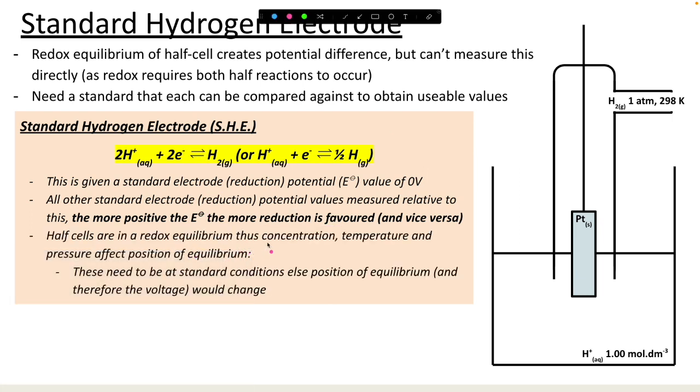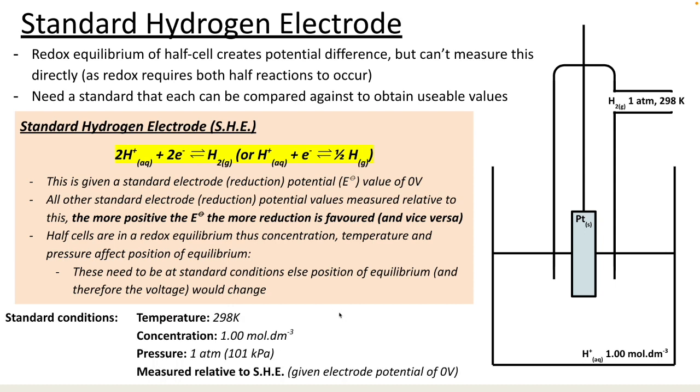Half cells are in redox equilibrium. So we know that there are certain factors that affect equilibrium: concentration, temperature, and pressure. So if we're going to be changing these variables, we're going to be changing the position of equilibrium. So these need to be constant to make sure that all our comparisons are fair, because changing the position of equilibrium is going to change the reduction potential value. So these need to be standard, else the voltage generated would be different, and we would end up with some rubbish results when comparing everything.